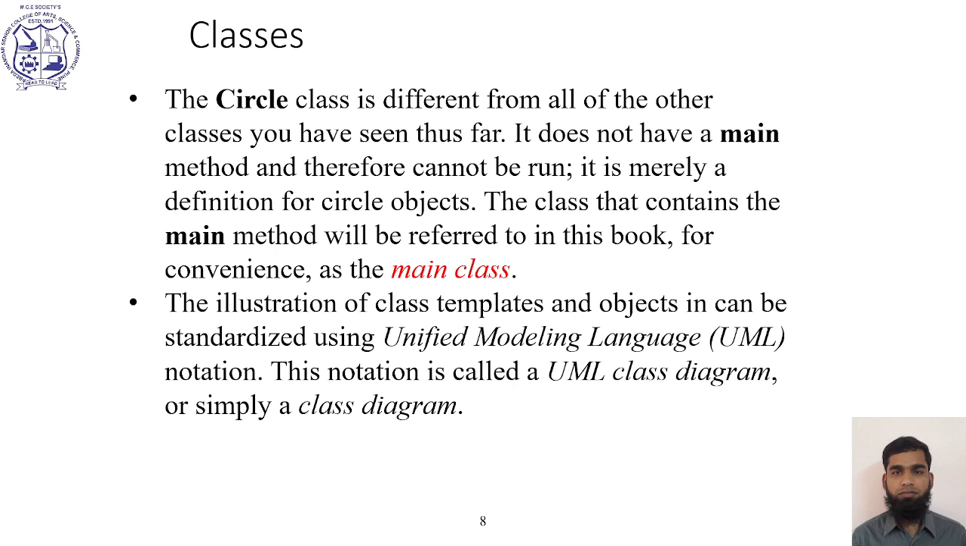The Circle class is different from all the other classes you have seen thus far. It does not have a main method and therefore cannot be run. It is merely a definition for the Circle object. The class that contains the main method will be referred to in this book for convenience as the main class. The illustration of class templates and objects can be standardized using Unified Modeling Language, UML, notation. This notation is called a UML class diagram or simply a class diagram.